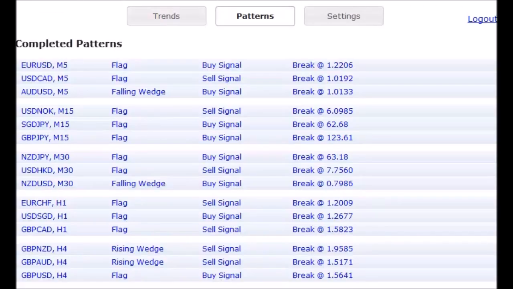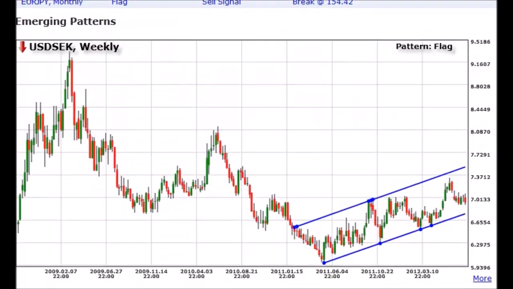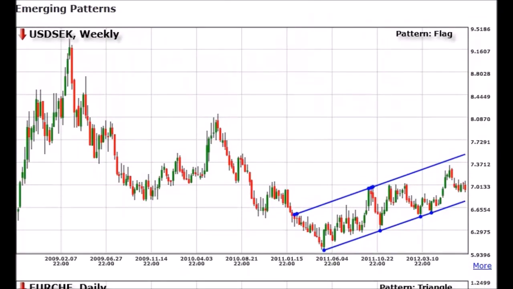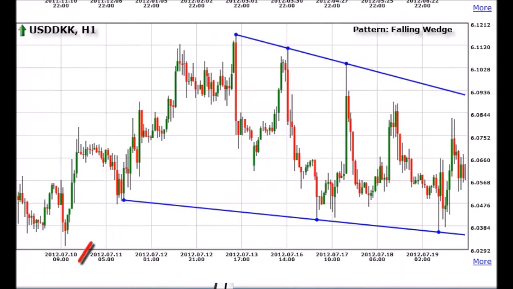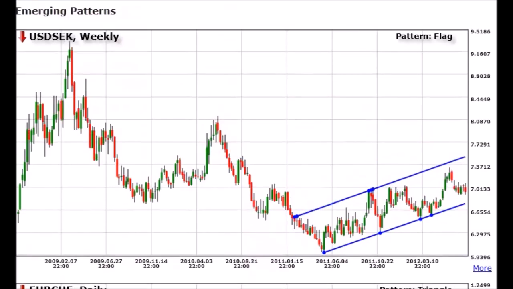Now let's look into patterns. And what you see are, believe it or not, the automatically recognized patterns. Here's the pair and the time frame and the pattern name: flag, triangle, falling wedge, so on. Notice that there are often more than two touching pairs on the trend line. This is because the recognition algorithm is very good.